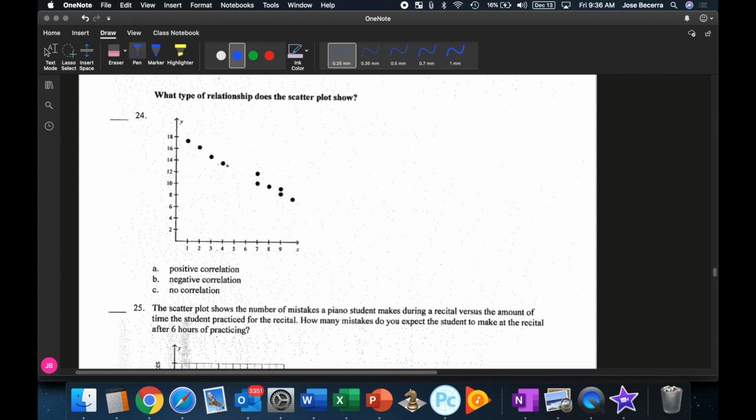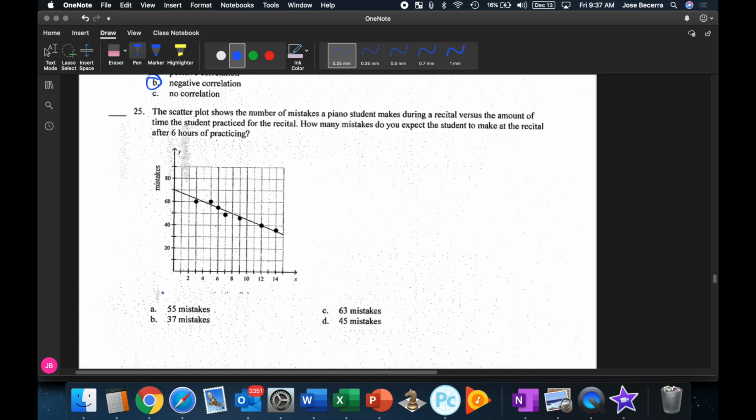Okay. What type of relationship does the scatter plot show? It's negative. Yeah, the trend line would be going down. So, guys, because of this trend line, we're going to have a negative correlation.